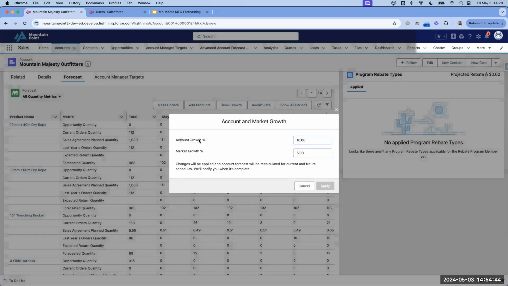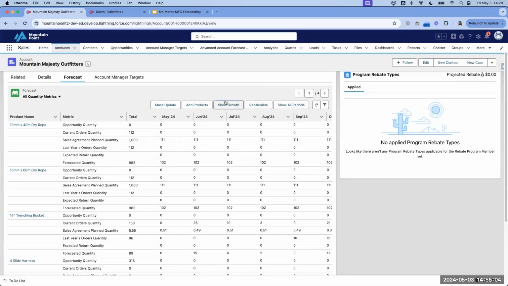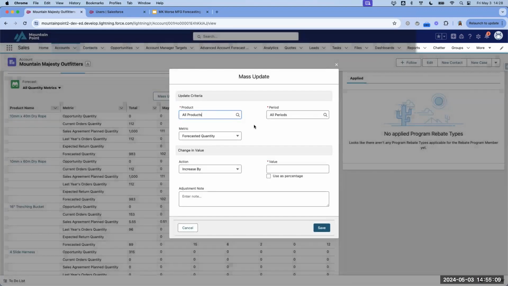You can change our growth. So again, here we had 10%. If I wanted to say maybe this is actually 12 or 13%, we could change that value and then hit apply. Right now it's recalculating, which is why apply is grayed out, but you would hit apply and then it would go through and recalculate based on this 13% account growth. And then you can also perform a mass update. So here we could say all products, we want to increase the forecasted quantity by 5%. We could enter an adjustment and then save. And then that would also recalculate.